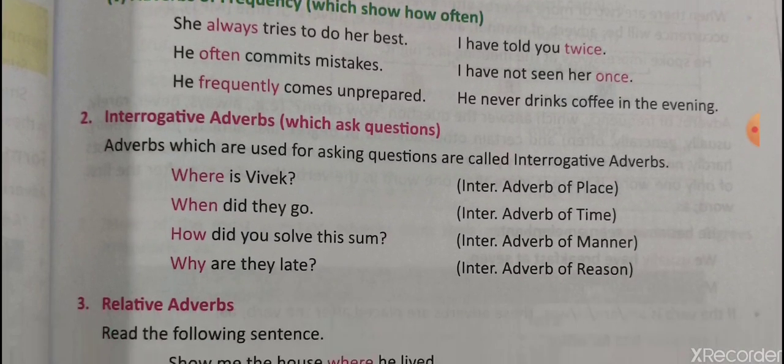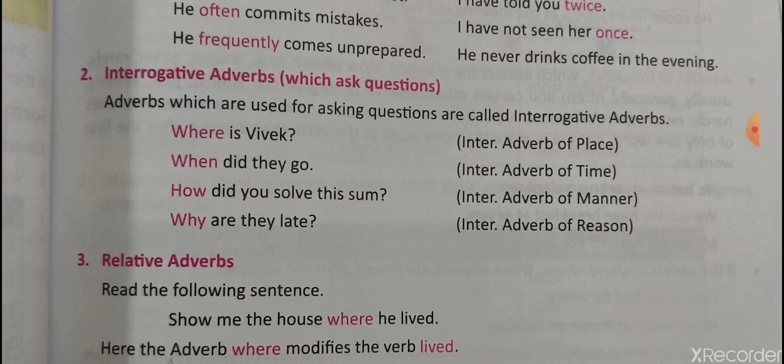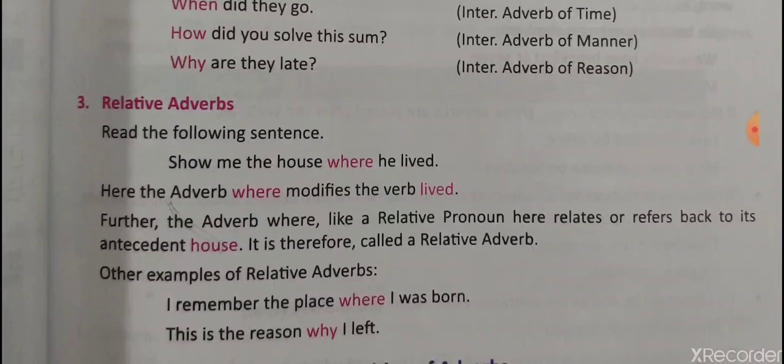Now the second one is interrogative adverb. From the name it is easy to understand: these are the adverbs which ask direct questions. Adverbs used for asking questions are called interrogative adverbs. Where is Vivek? Here where is an interrogative adverb of place. When did they go? Interrogative adverb of time. How did you solve this sum? Interrogative adverb of manner. Why are they late? Interrogative adverb of reason.